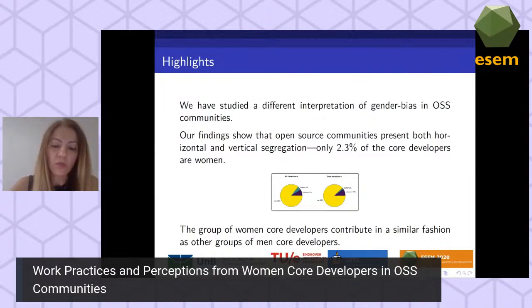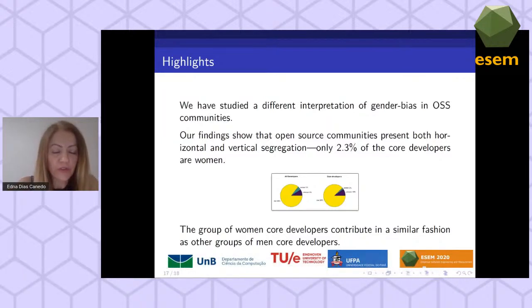So, in summary, in this work, we have studied different interpretations of gender bias in open source software communities. Our findings show that open source communities present both horizontal and vertical segregation. Only 2.3% of the core developers are women. This group of women core developers contribute in a similar fashion as other groups of men core developers, considering frequency and size of contributions. Last but not least, women core developers believe that gender diversity is very important in open source software community.